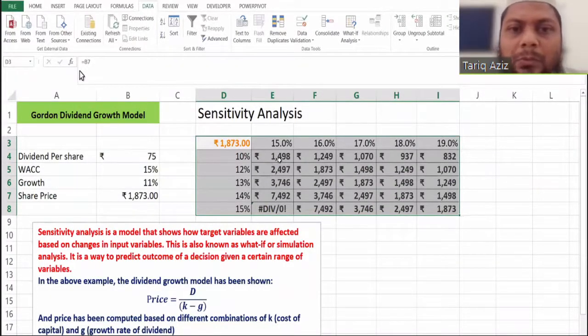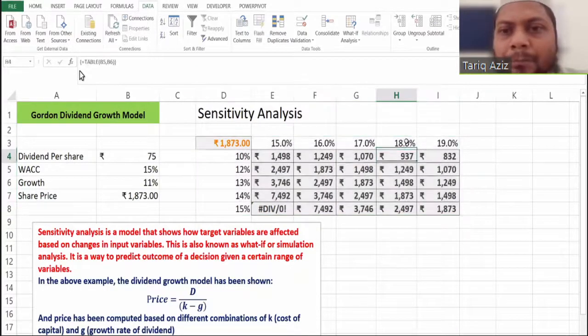So now it has generated different possibilities. For example, let us see this combination. If the cost of capital is 18% and the dividend is growing at a rate of 10%, in that case, as per the dividend growth model, the share price should be 937. And here you can see that it is showing an error.